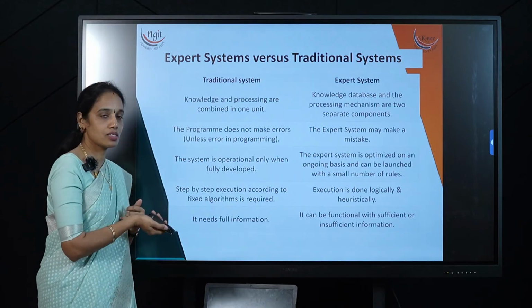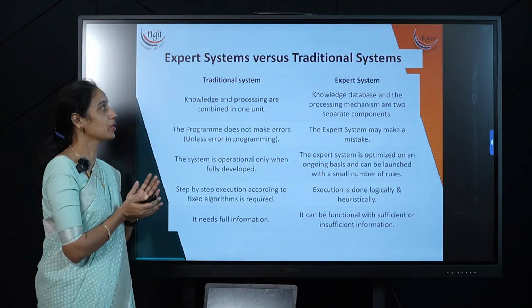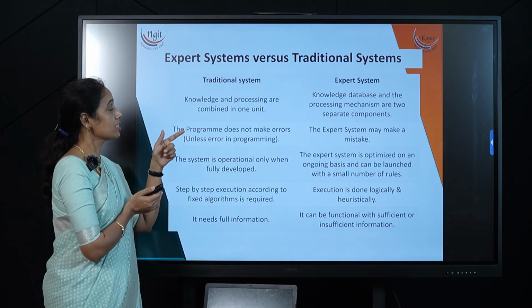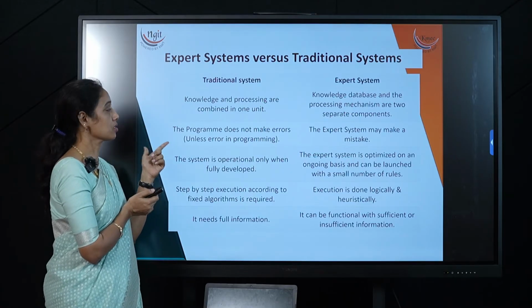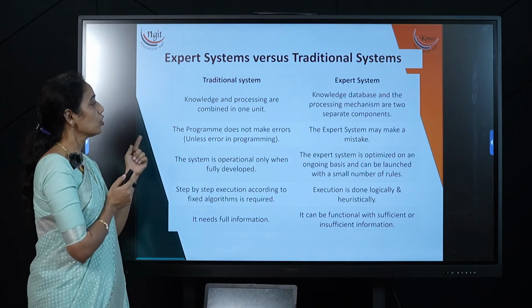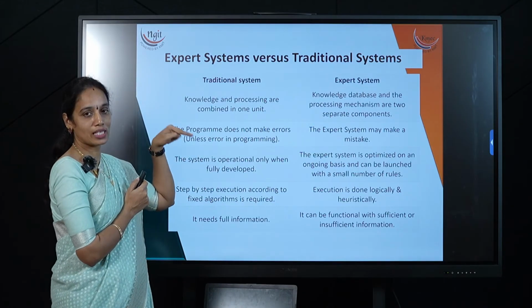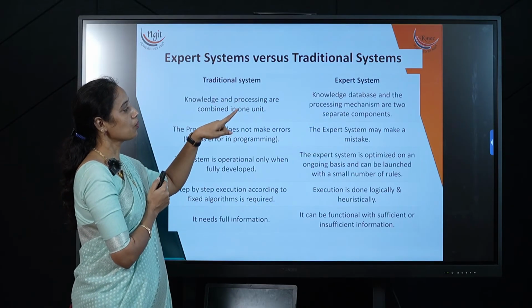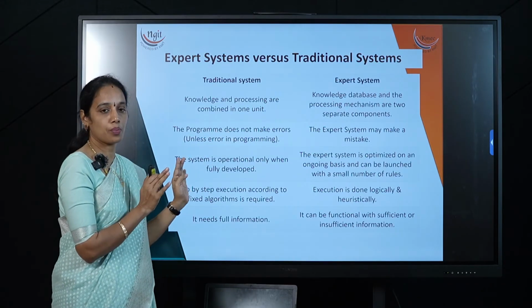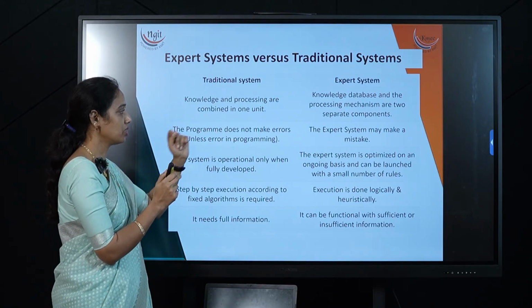Next one, let us see, already we have some traditional systems. Why are we going for this expert system? So let us see the differences between traditional systems versus the expert system. In traditional systems, knowledge and processing are combined in one unit. Whereas in the expert system, the knowledge base and the processing mechanism are two separate components. That is the first difference between these two.